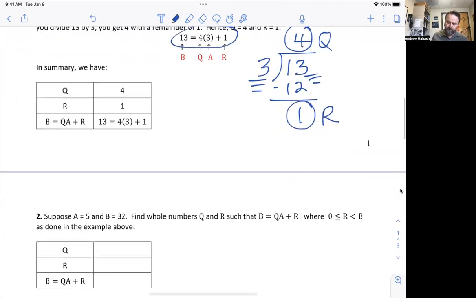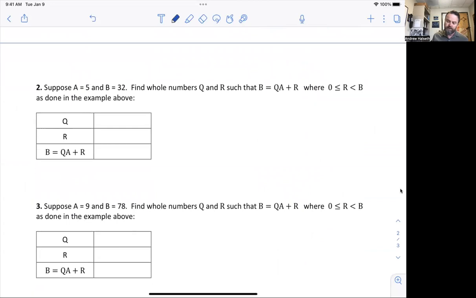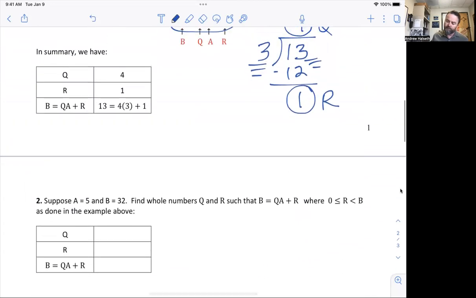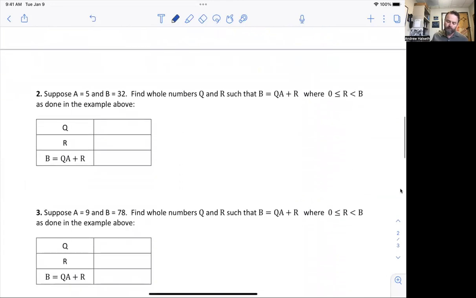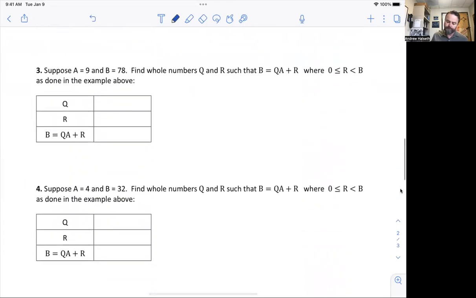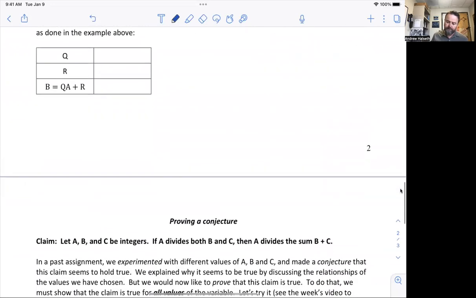Okay, so you're going to try that with the next page. You just have some different a's and b's. So you can do that one just like I did this one, right? Do some division, figure out the quotient and the remainder, and then write the overall equation. Okay, so there's some of those to practice.